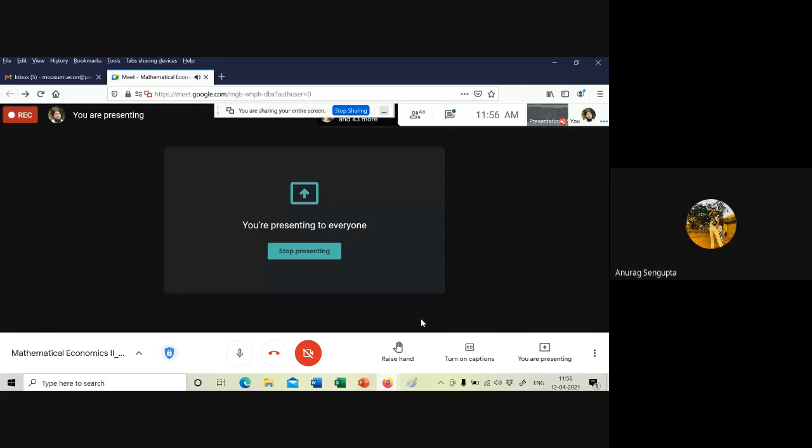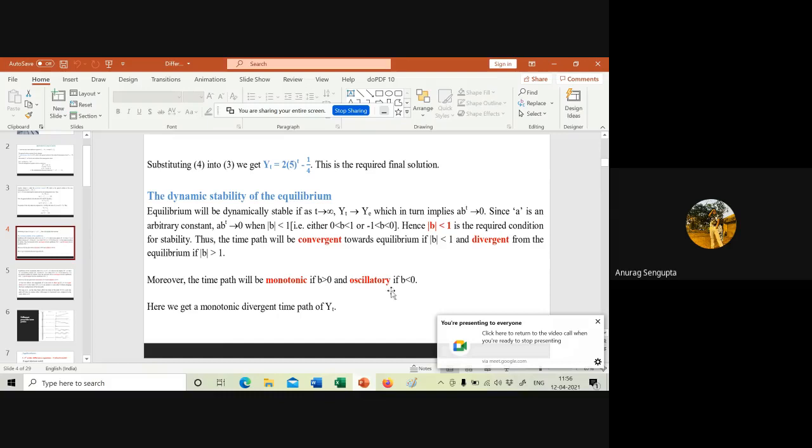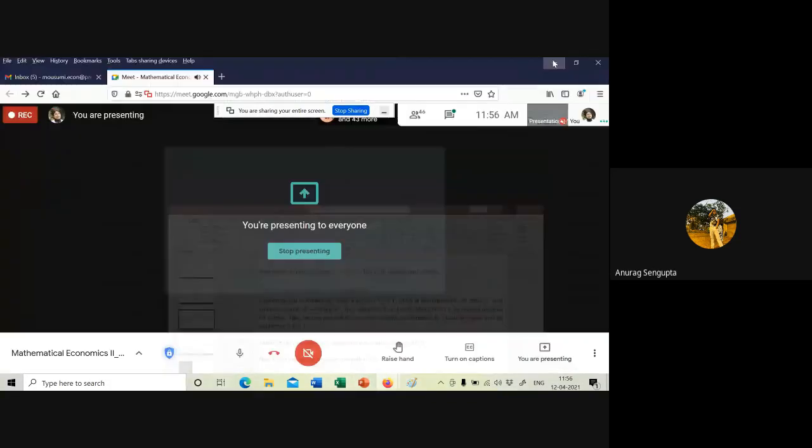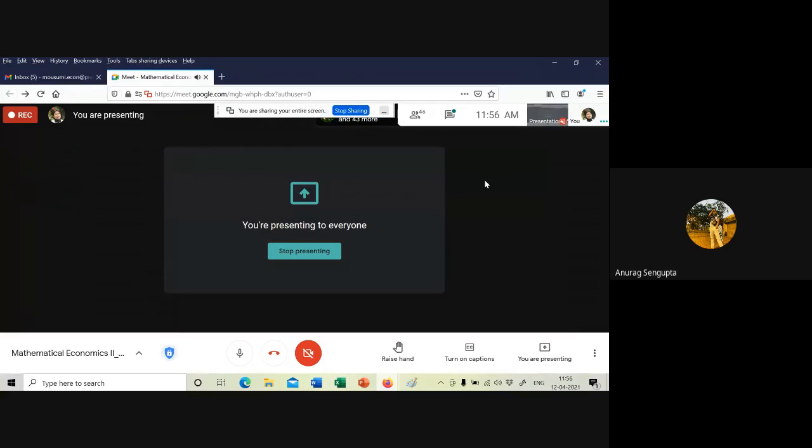Ma'am, I had a question. Does B have any role to play in determining whether it's monotonically increasing or decreasing? If it's monotonic, B can determine whether it's monotonic or oscillatory. But if it is monotonic, whether it will be increasing or decreasing, will B play any role in determining that?